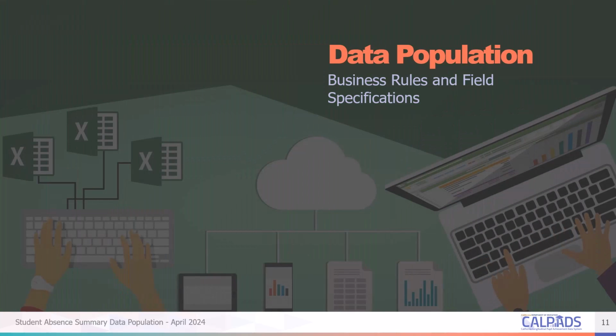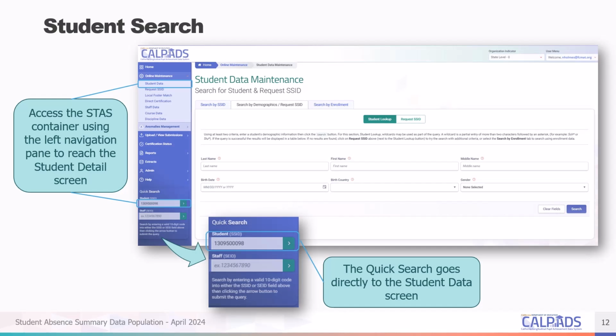Let's now discuss the business rules and file specifications for the Student Absence Summary or STAS file type. The Student Absence Summary container can be accessed using online maintenance through the Student Details screen. From the home screen, use the blue left-hand navigation menu to arrive at the Student Data Maintenance screen.